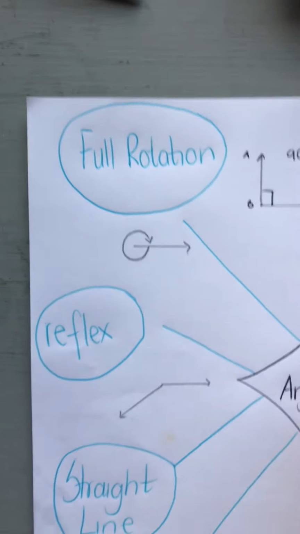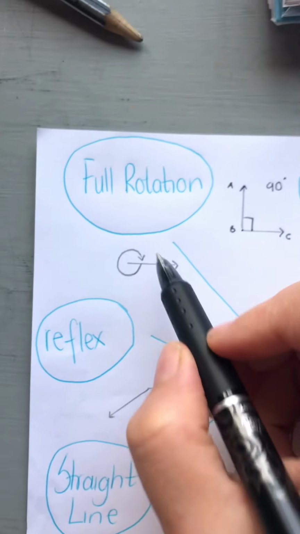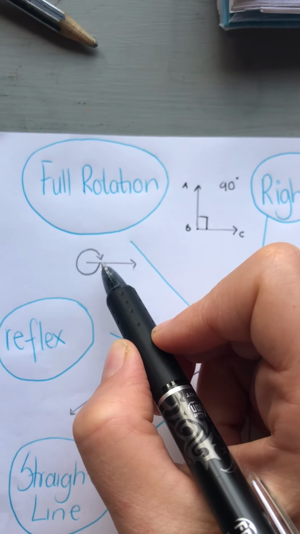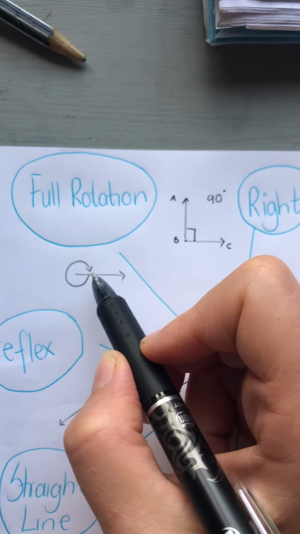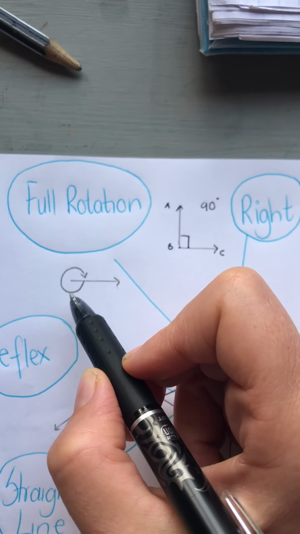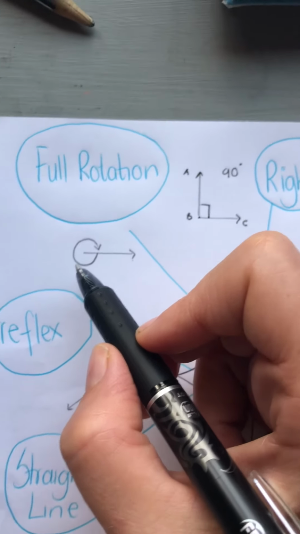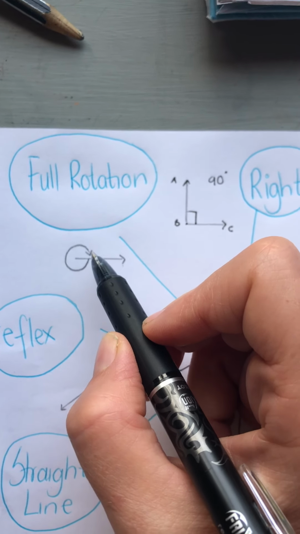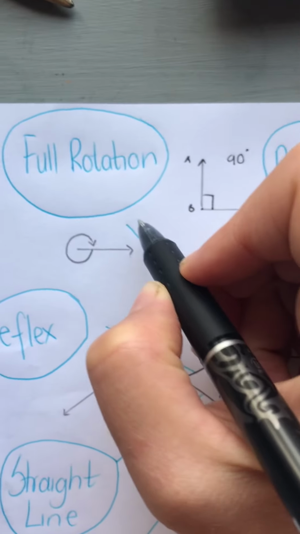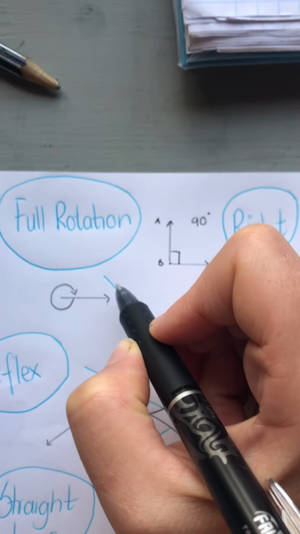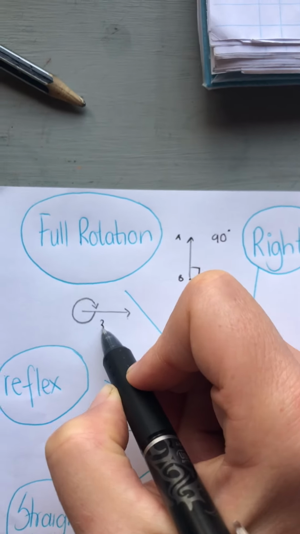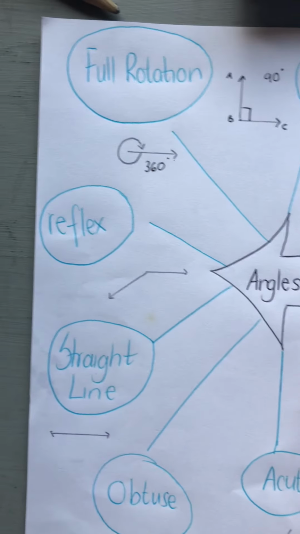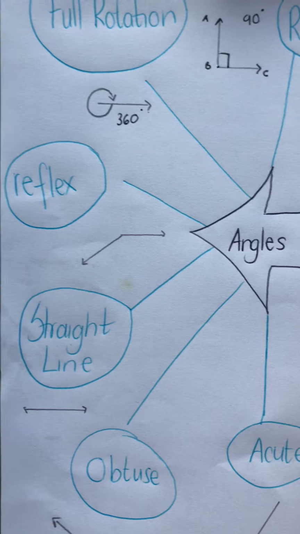Right, full rotation is basically an angle that goes right around a point. Okay, so it's going over. This is an acute angle, then it hits 90, then it would hit into an obtuse angle, reflex angle, and now it's come right around and it's made a full rotation. And this one would be 360 degrees.